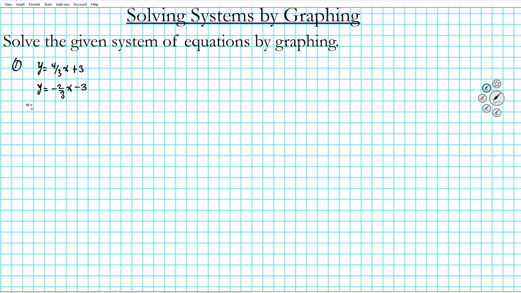Whenever you're solving systems of equations by graphing, you can either have no solution, which means no intersection, one solution, which means one intersection, or infinitely many solutions, which means you have two overlapping lines that intersect infinitely. Okay. All right, so let's label these lines.